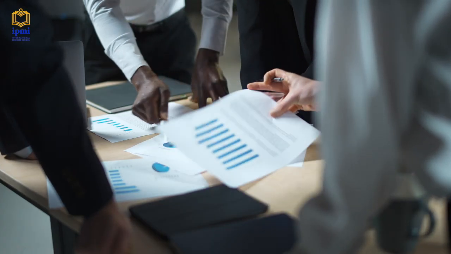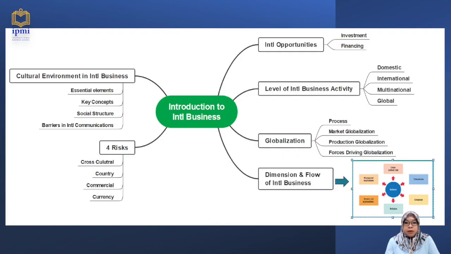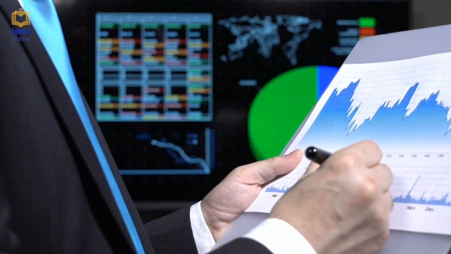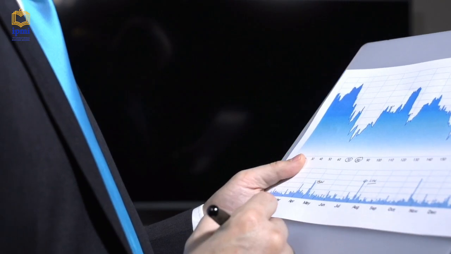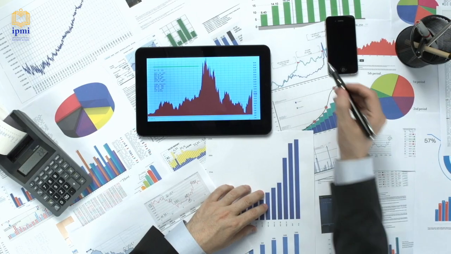Companies can expand their operations globally by investing in foreign countries, acquiring foreign firms, and seeking financing from international financial institutions. International investment and financing provide companies the opportunity to access new markets, reduce production costs, and enhance their competitive advantage.